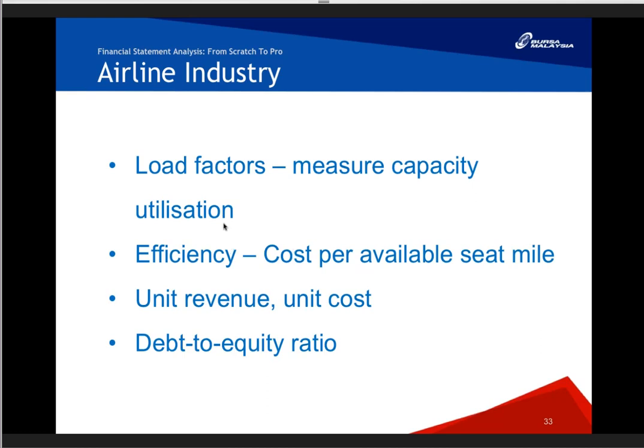Then the next one for the airline industry is called available seat miles. That is the American term. For Malaysia and Asia, we always use kilometers, so it's called available seat kilometers, or ASK. How do you derive this ASK? It is the number of seats available times the distance.